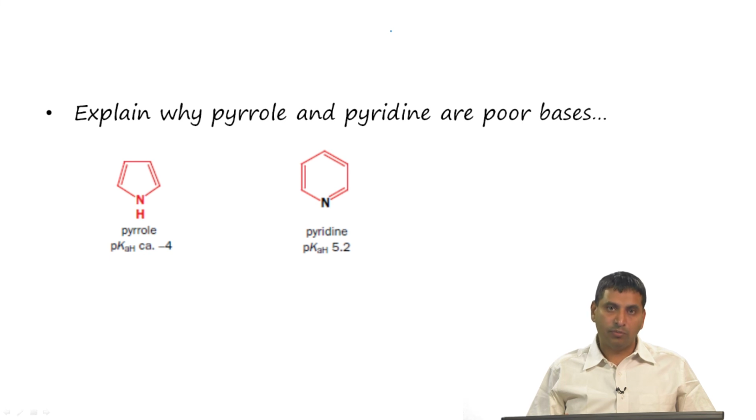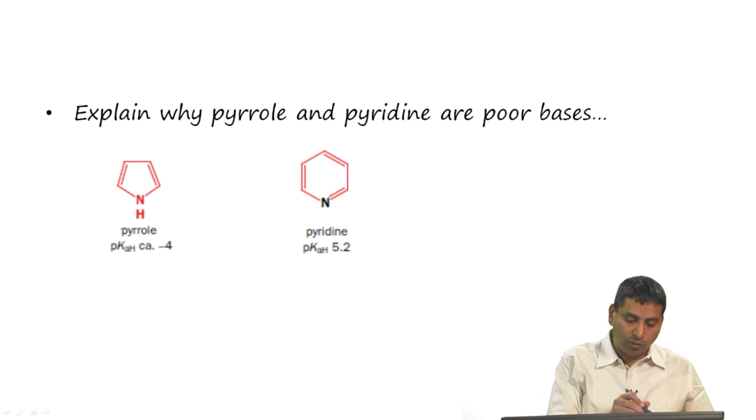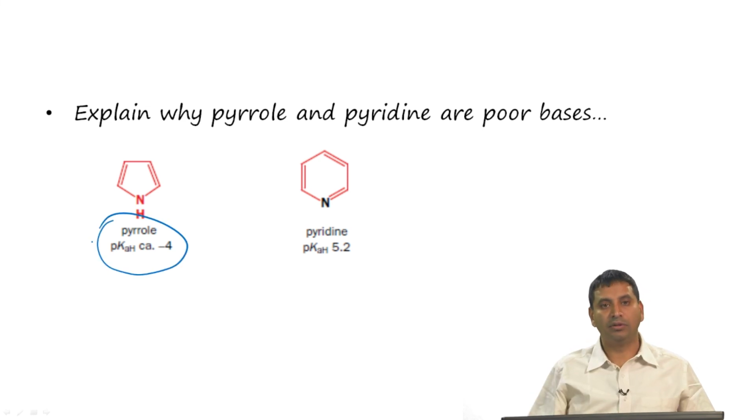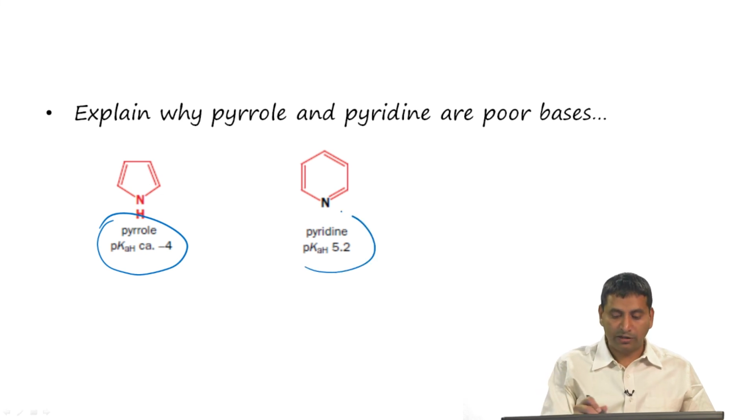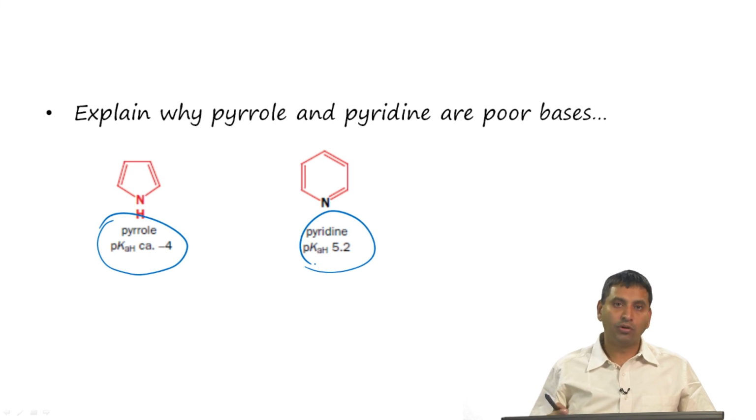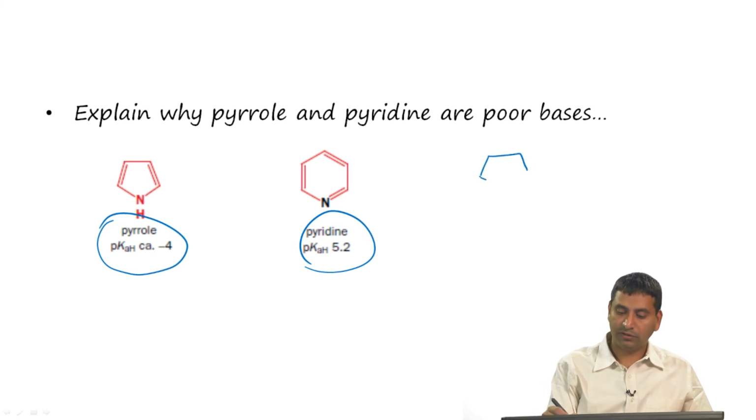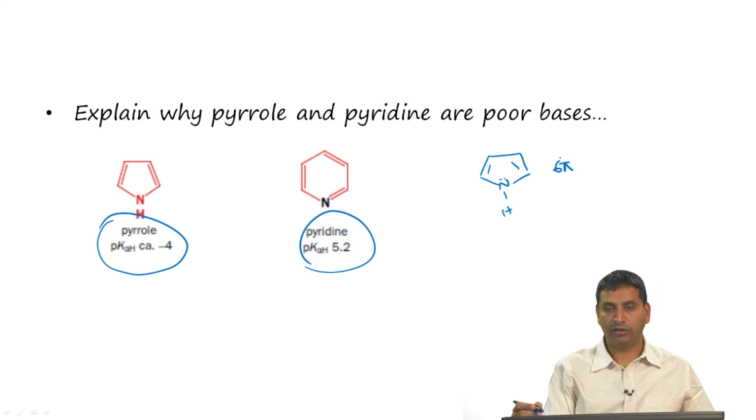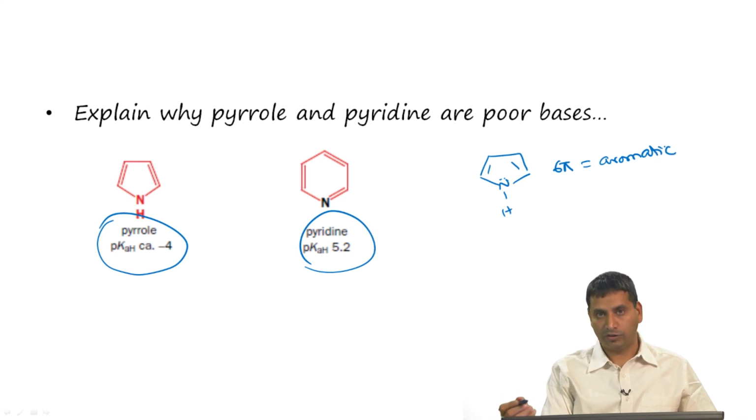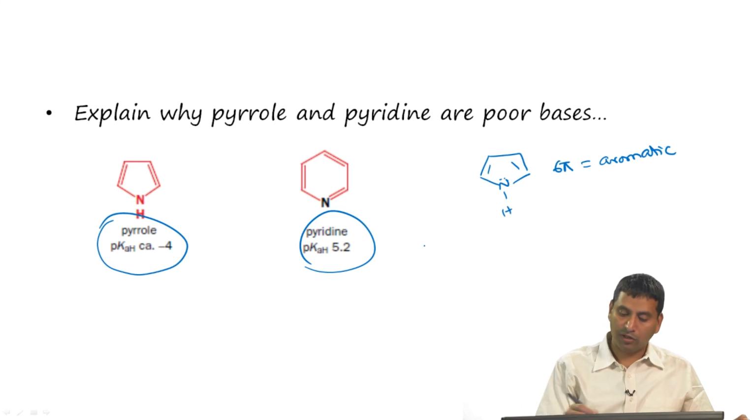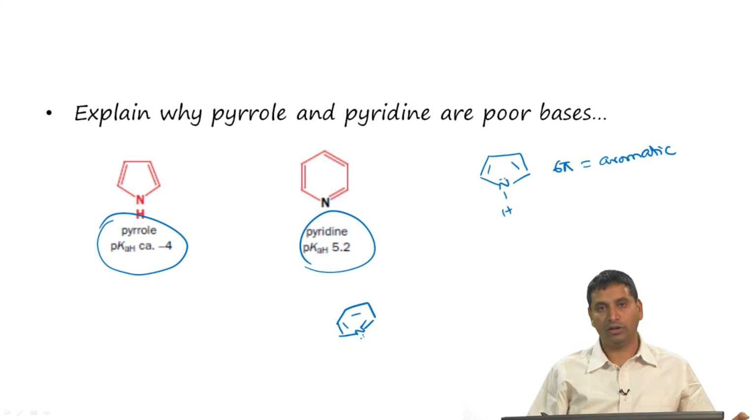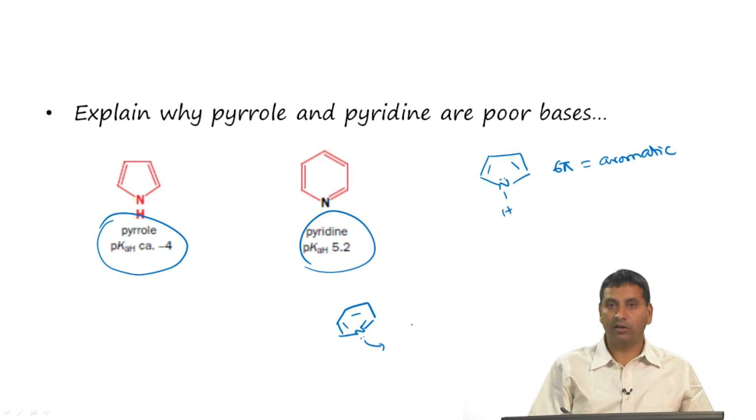Now, let us look at the next example of a cyclic nitrogen-based base. Pyrrole is an extremely weak base, with a value of minus 4, whereas for pyridine the pKaH is 5.2. Both of these are actually poor bases when compared to a regular amine, whose pKaH is substantially higher. The way we understand this is that pyrrole has its lone pair involved in resonance, and it forms a 6 pi aromatic system if I include the lone pair. Therefore, this lone pair is not easy to donate. In pyridine, on the other hand, the lone pair is not involved in resonance, but since it is next to an electronegative sp2 system, it is again less available for donation.